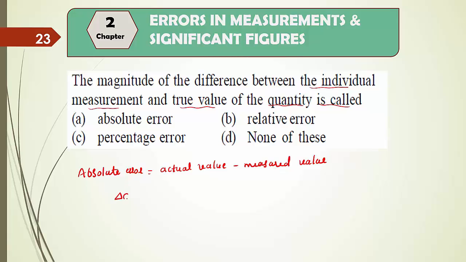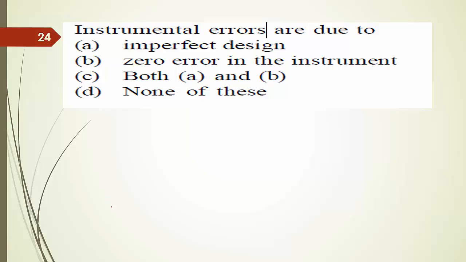We know that absolute error is denoted by delta A. Delta A equals the arithmetic mean minus the actual value, so we can write A mean minus A. This is called absolute error, and remember absolute error may be positive or negative. So what is the right answer? Absolute error: the difference between individual measurement and true value, or the difference between actual value and the measured value, gives absolute error.